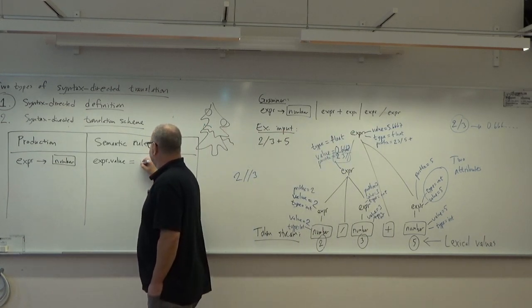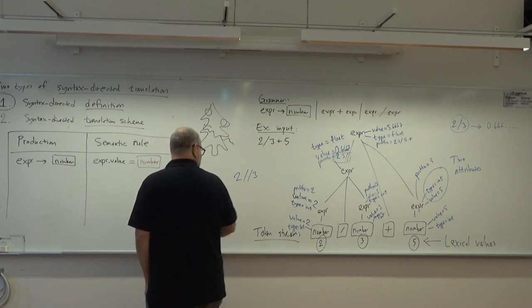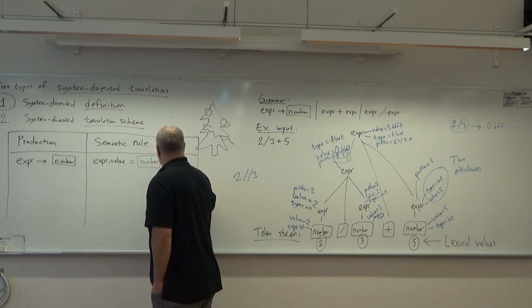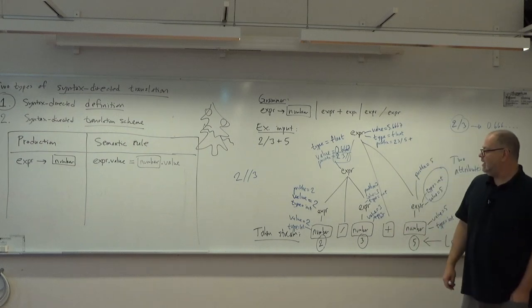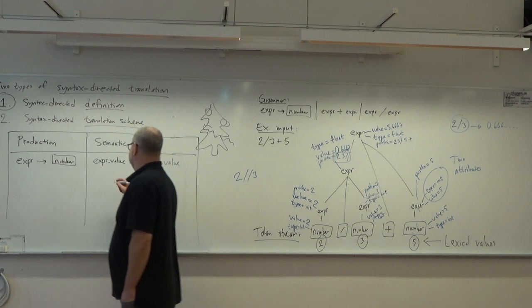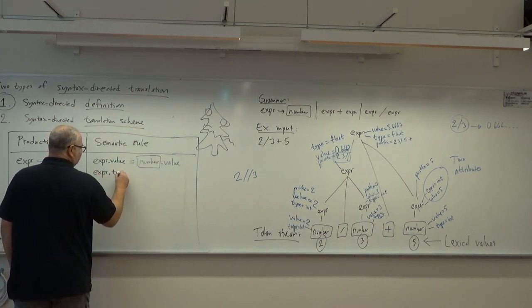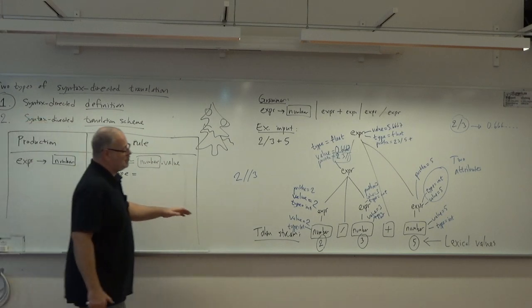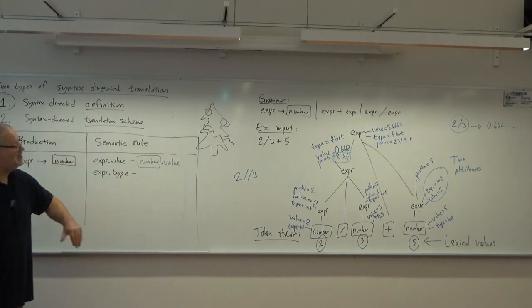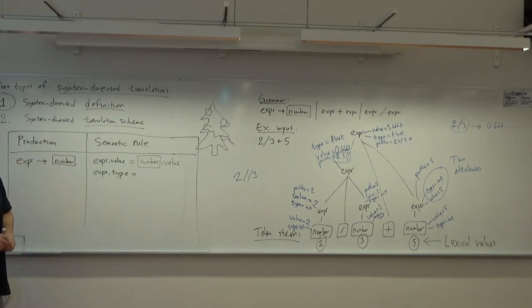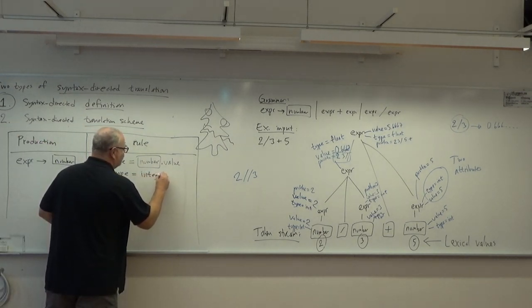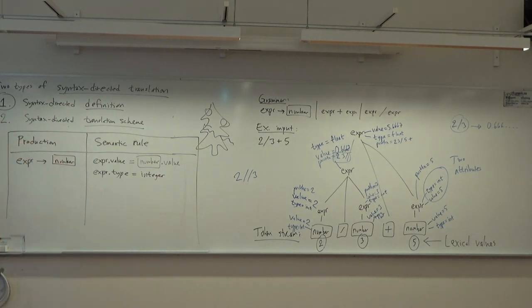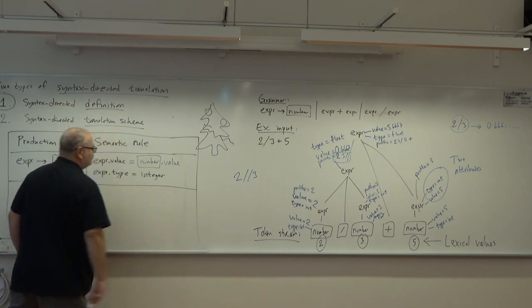And what is that? Well, take the number, and we assume we have a value that we can get from that number, point value. So just copy the value from the actual number to the expression. And if you want to do the same thing with the type, then you have expression.type, which, if a number is necessarily an integer, will always be integer. But if we could have floating point numbers, so I could have 2.0 there, then I would need to inherit or use the type from the token. But let's say integer here. We know that we only have integers to work with, so the type of a single number is integer. Okay? So this is our first production.